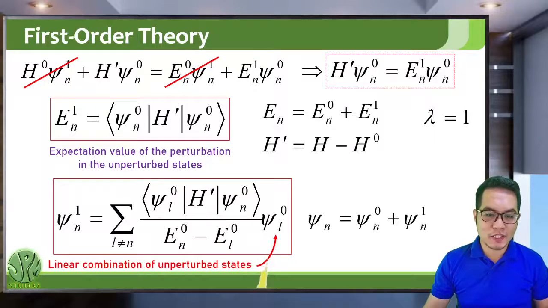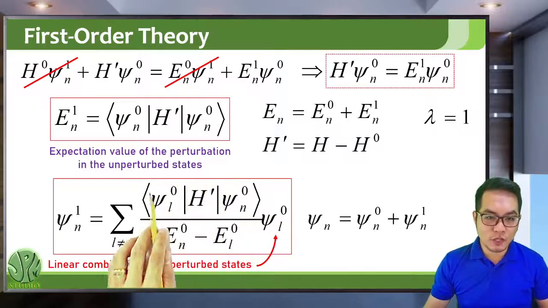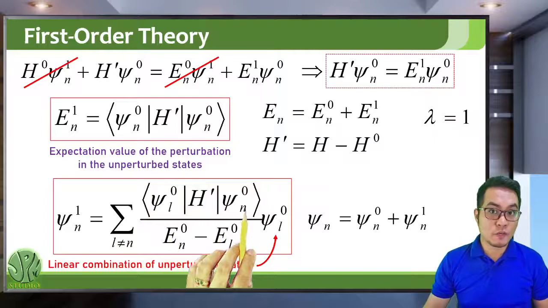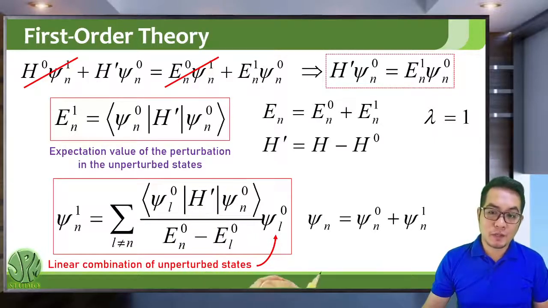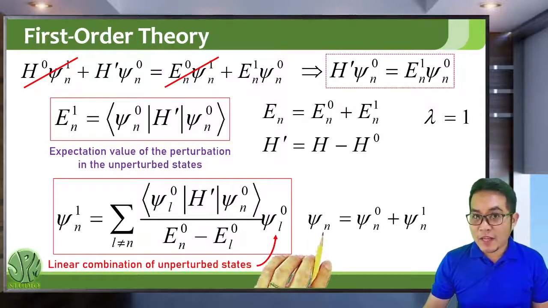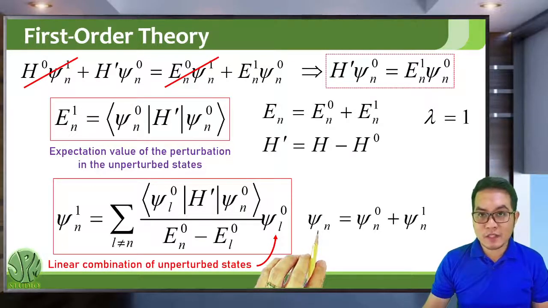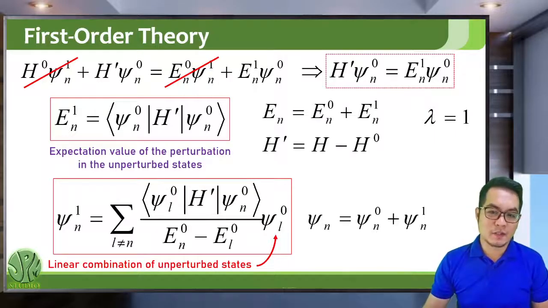You will notice that it's just a linear combination of unperturbed states, because psi L0, with the power of 0, are the unperturbed states, the zero order correction. And this whole term here is basically just a coefficient. So basically, you have a linear combination of unperturbed states, and that will make the final wave function of the perturbed system basically a linear combination of unperturbed states.